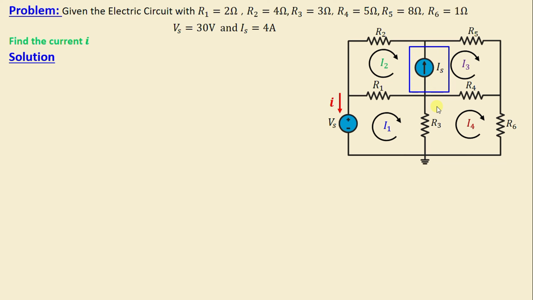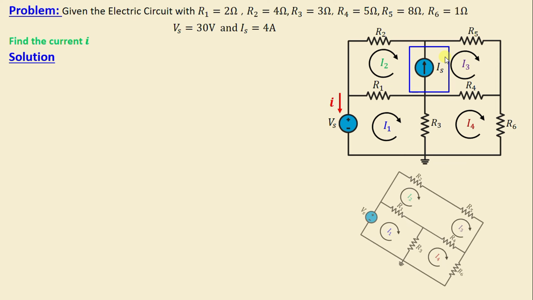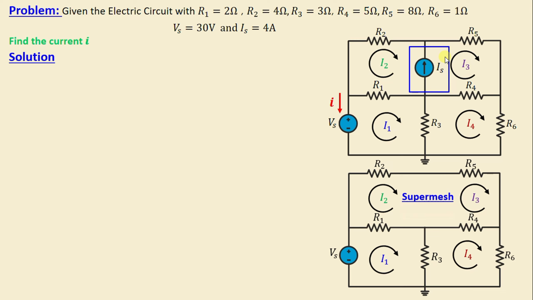After we finish the assignment of the mesh currents, we need to remove the branch that contains the current source Is. Then we obtain our supermesh. By applying KVL in the supermesh, we can write R1(I2 minus I1) plus R2 I2 plus R5 I3 plus R4(I3 minus I4) is equal to 0.